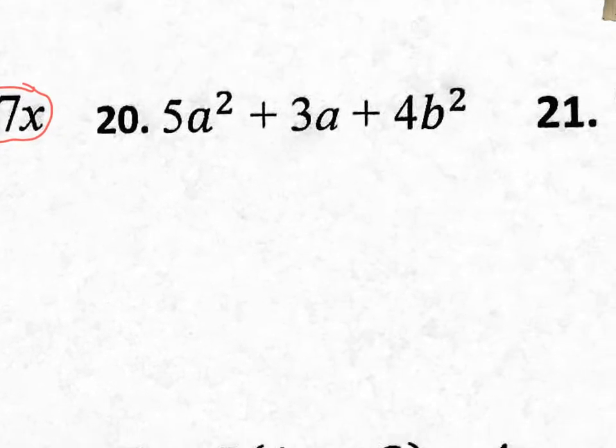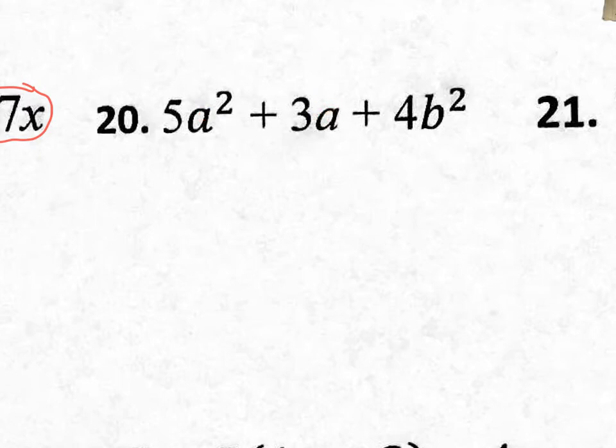Number 20, ladies and gentlemen. Number 20. I want to combine like terms. Are there any terms alike? No, right? If you look at the a squared, there is no other a squared. That's a regular a. You can't combine it. This is a b squared. You can't combine it with the a squared.